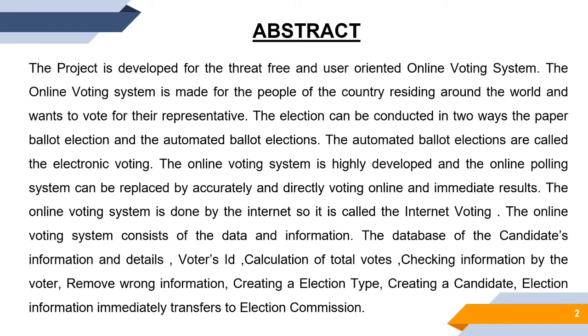The individual votes are submitted in a database which can be queried to find out who the candidate that won the election is. Then the online voting system consists of data information about the candidates, voters ID, calculation of total votes, checking information by the voter, removing wrong information that is not required, creating an election type, creating a candidate. Election information will be sent immediately to the election commission.